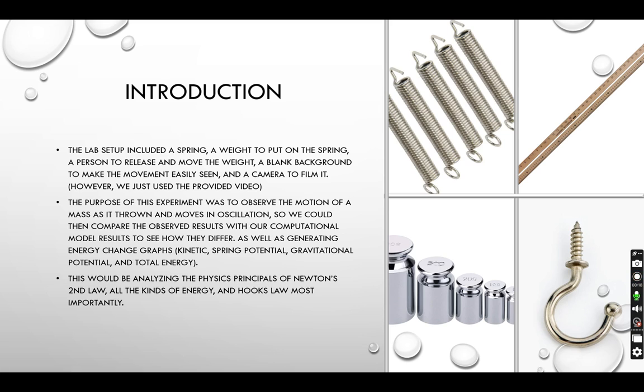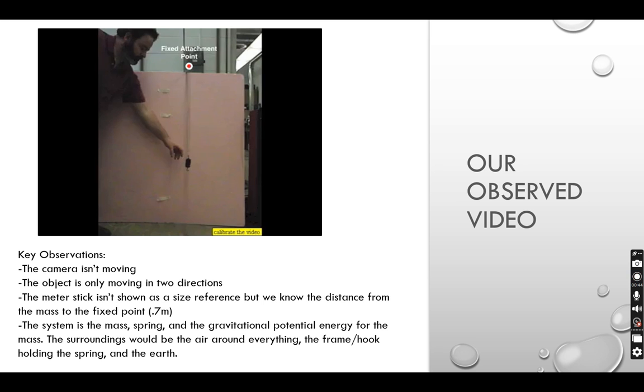However, we just used the provided video in this case, and the purpose of this experiment was to observe the motion of a mass as it is thrown and moves in oscillation, so we could then compare the observed results with our computational model results to see how they differ, as well as generating energy change graphs of the following. This would be analyzing the physics principles of Newton's second law, all the different kinds of energy and their equations, and Hooke's law, most importantly.